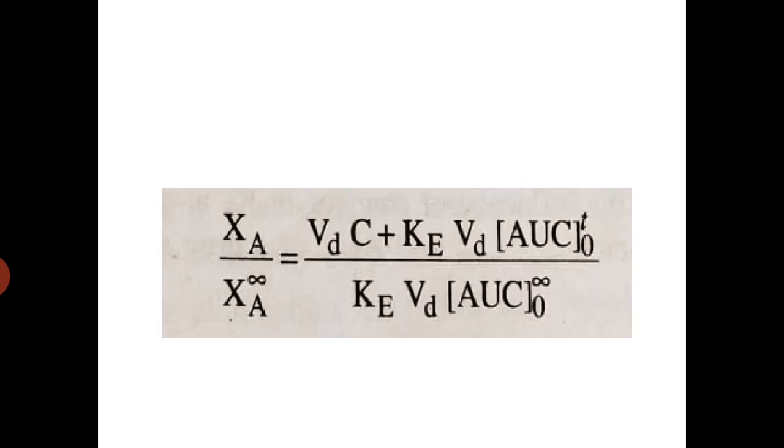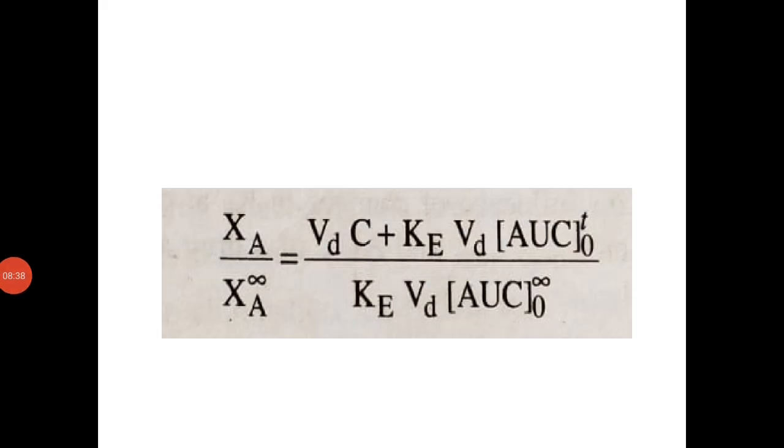Now we calculate the fraction of drug absorbed at any time t. What is meant by fraction? So the fraction of drug absorbed, XA by XA infinity, is equal to VDC plus KEVD into AUC 0 to T divided by KEVD into AUC 0 to infinity.